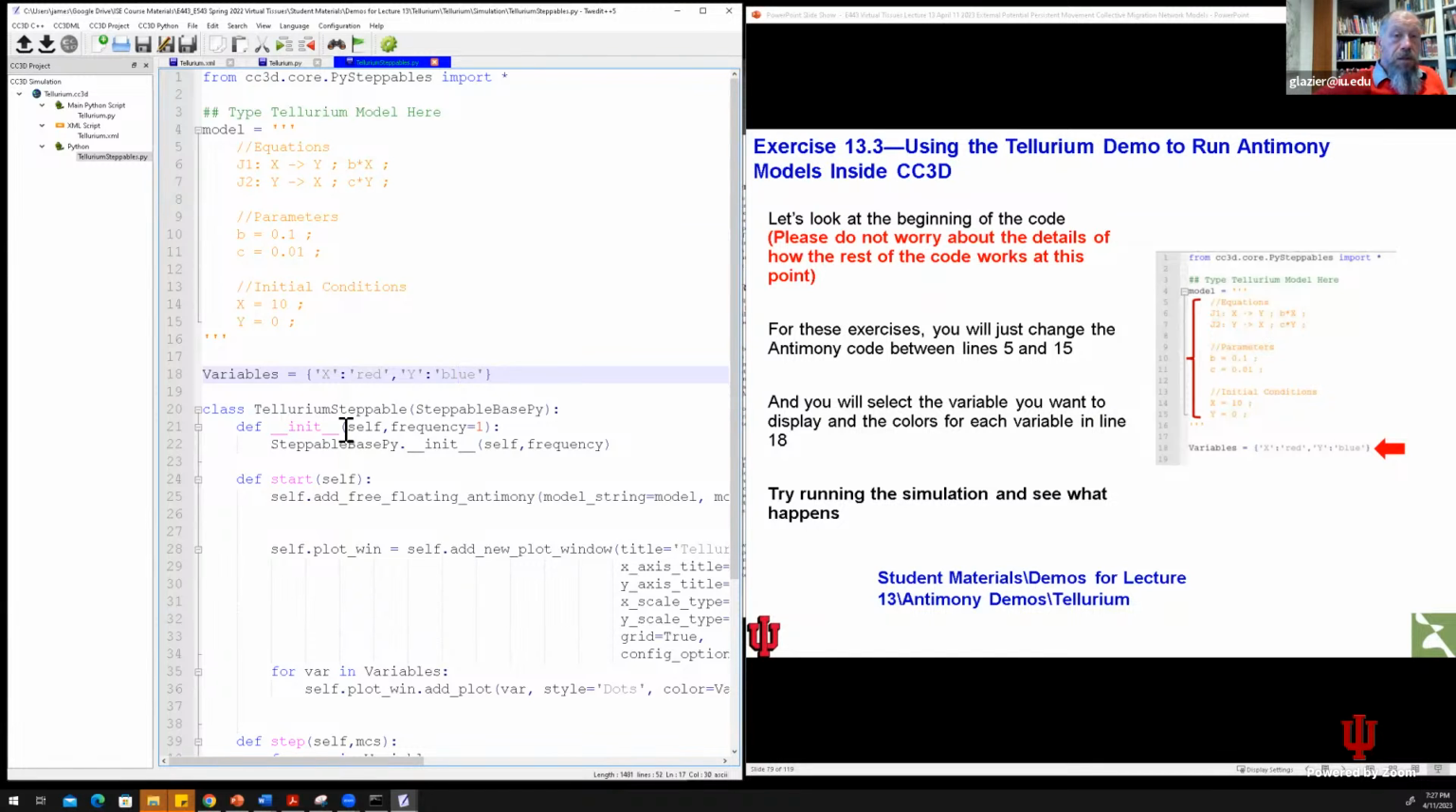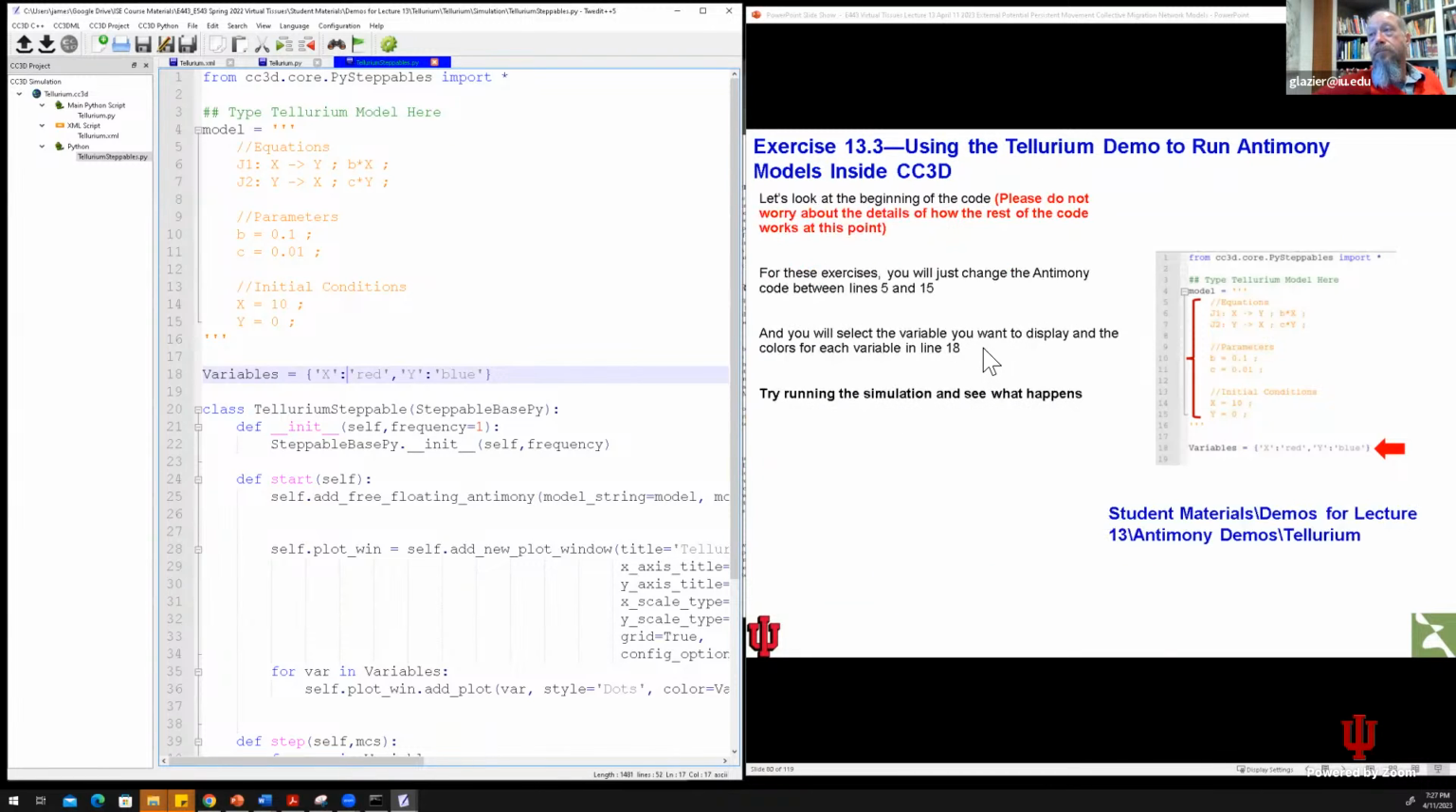And so what this allows us to do is to type an Antimony model definition, run it, and see what it does. Now, what the CompuCell code is that allows you to do that, it's not that complicated, but I don't want to go into that right at the moment. I want to concentrate on the Antimony. Let's run it.